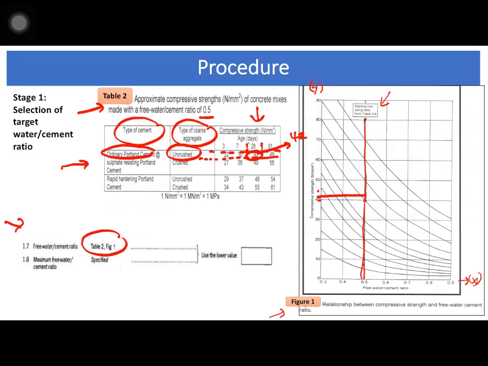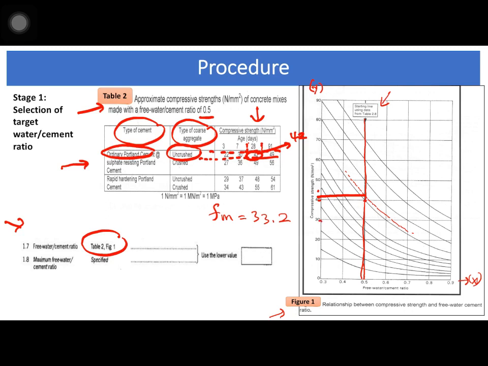You need to plot this curve. Okay, why we need to plot this curve? This curve can be determined from the intersection point here. So you try to plot like this. Why? Because we need to determine our water cement ratio. So what is our target mean strength, FM? Our FM, we have calculated that 33.2 just now. So you can plot 33.2.